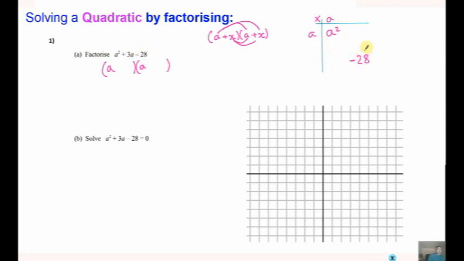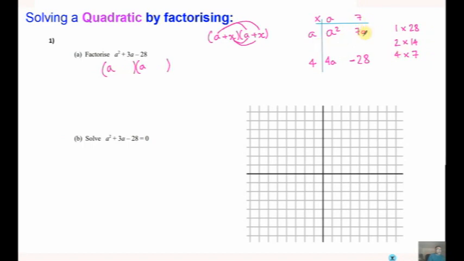And you can use a bit of trial and error. You can think of what the factors of 28 are. 1 and 28 multiply to 28, but you can't make 3 out of them, so that's no use. 2 goes into 28, it goes 2 times 14. Again, I can't make 3 out of them by adding and subtracting, so that wouldn't work. 3 doesn't go into 28, but 4 does. 4 times 7. And you can see 4 and 7, so if I put that there and there, that will give me 7a and 4a. And you can make 3 out of them by subtracting.